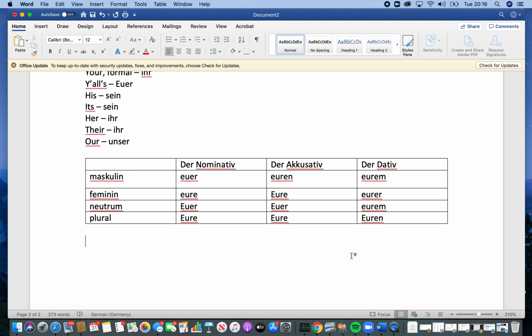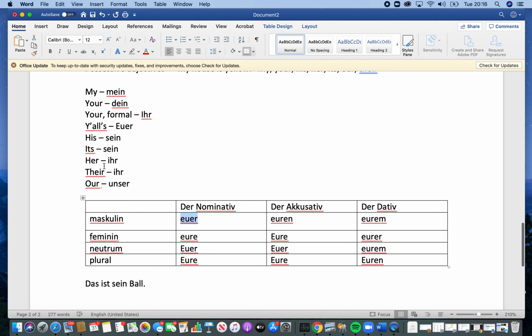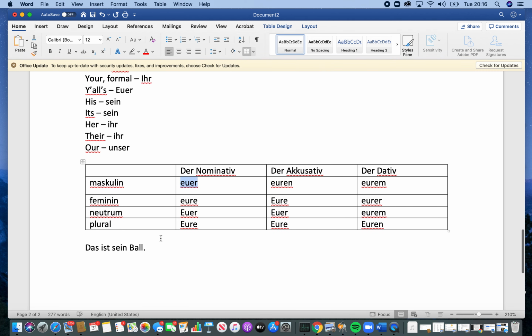Das ist sein Ball. So this is his Ball. Das ist nominative because this is just a linking verb. So we're linking das und der Ball. Ball is a masculine noun, and this is nominative. So we would go with this form, the base form, which for his is sein. So das ist sein Ball.